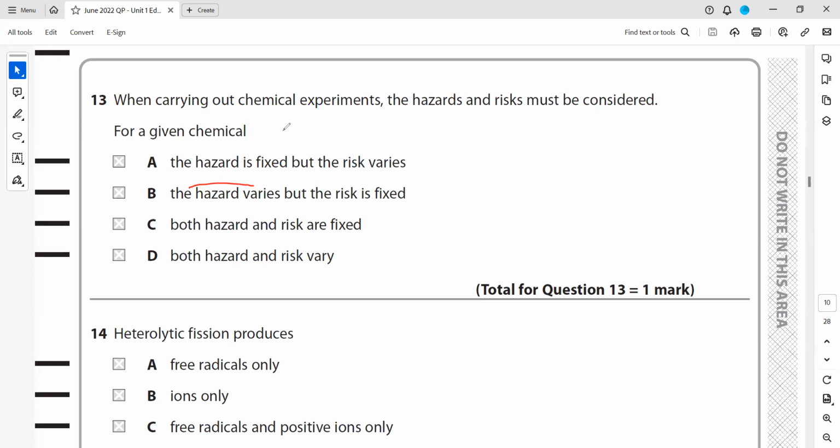But we can reduce the risk. How can we reduce the risk? By lowering the concentration we use in the experiment. So the hazard is always fixed: something is poisonous, something is corrosive, something can cause cancer. These hazards are fixed, but risk can be minimized by changing the scale, like using low concentration and low temperature conditions.